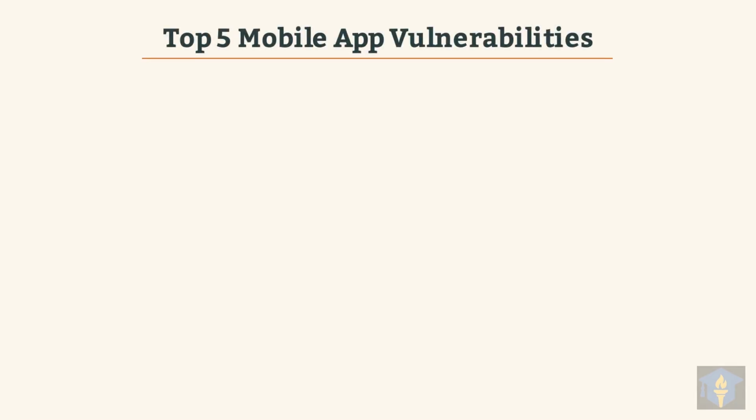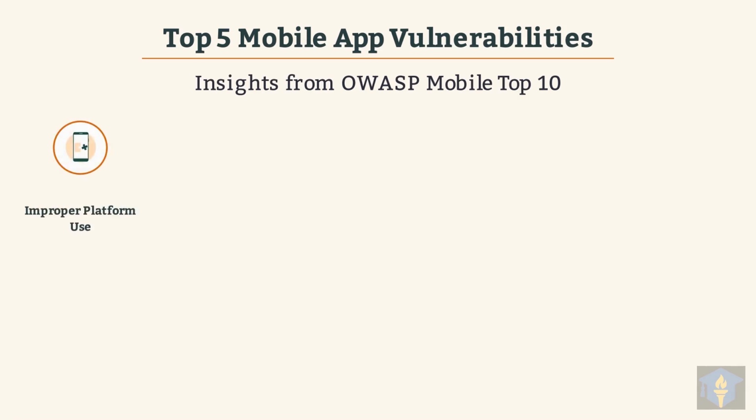Let's now explore the top 5 mobile app vulnerabilities, which are critical for every developer to understand. These insights are drawn directly from the OWASP Mobile Top 10, a definitive guide for security best practices. First, we have improper platform use, which can lead to significant security weaknesses if not handled carefully.